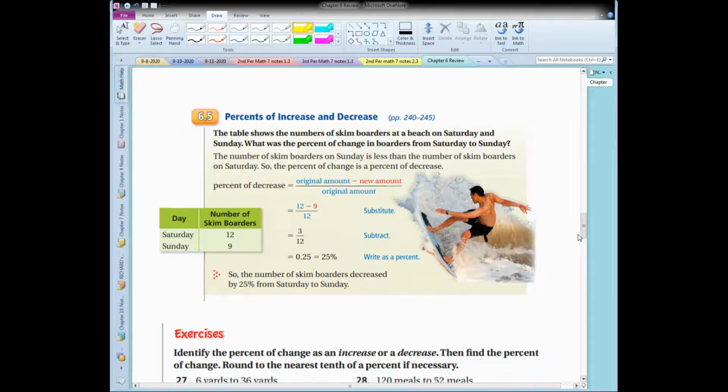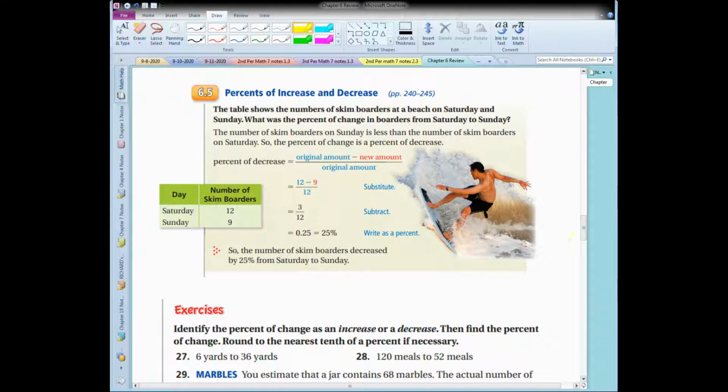Then we talked about percents of increase and percents of decrease. And remember the formulas. The percent of increase equals the new amount minus the original amount divided by the original. And the percent of decrease is the original amount minus the new amount divided by the original amount. And here's an example.